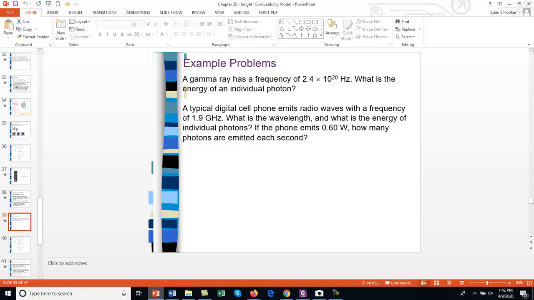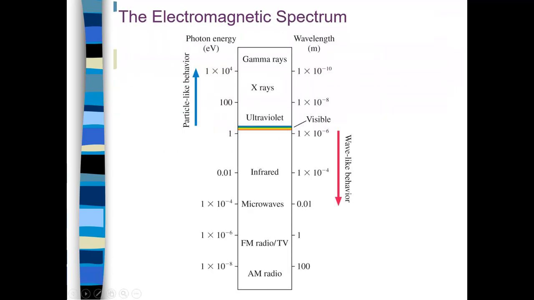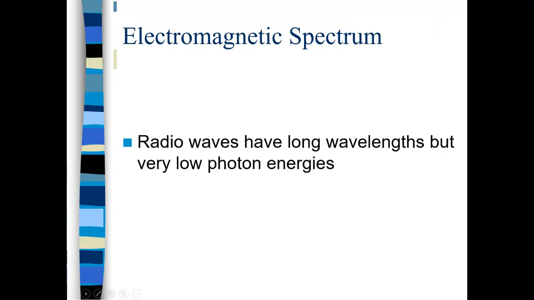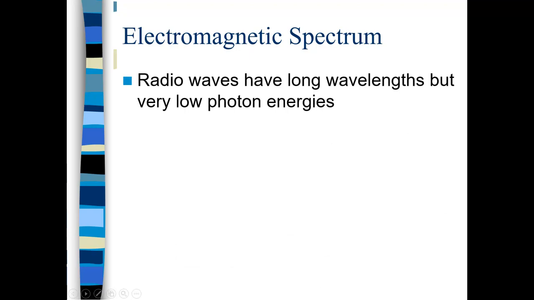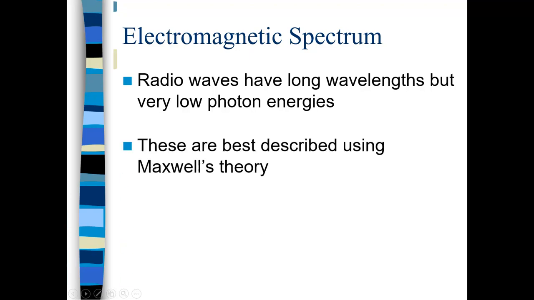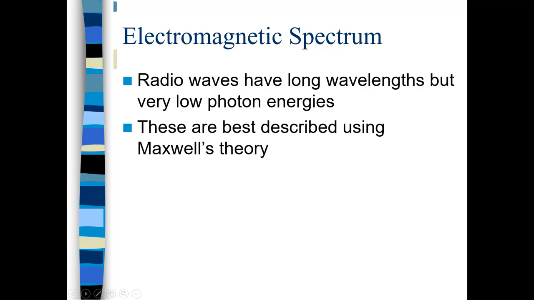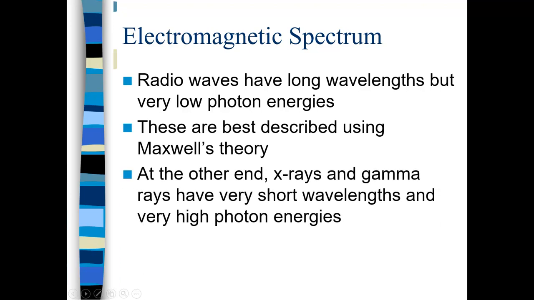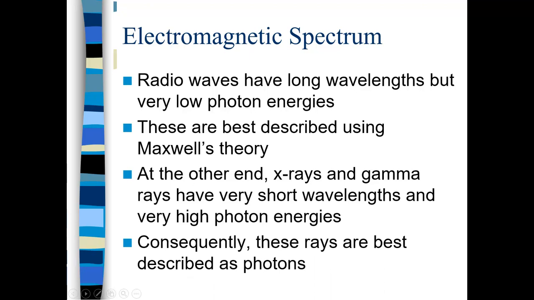Okay, so we'll go back to the PowerPoint presentation. Done both of our examples. So radio waves have very long wavelengths, but very low photon energies. And these are best described using Maxwell's theory, which is more the wave theory of light. At the other end, we have X-rays and gamma waves. They have very short wavelengths and very high photon energies. And these are described more as photons in the particle theory of light.